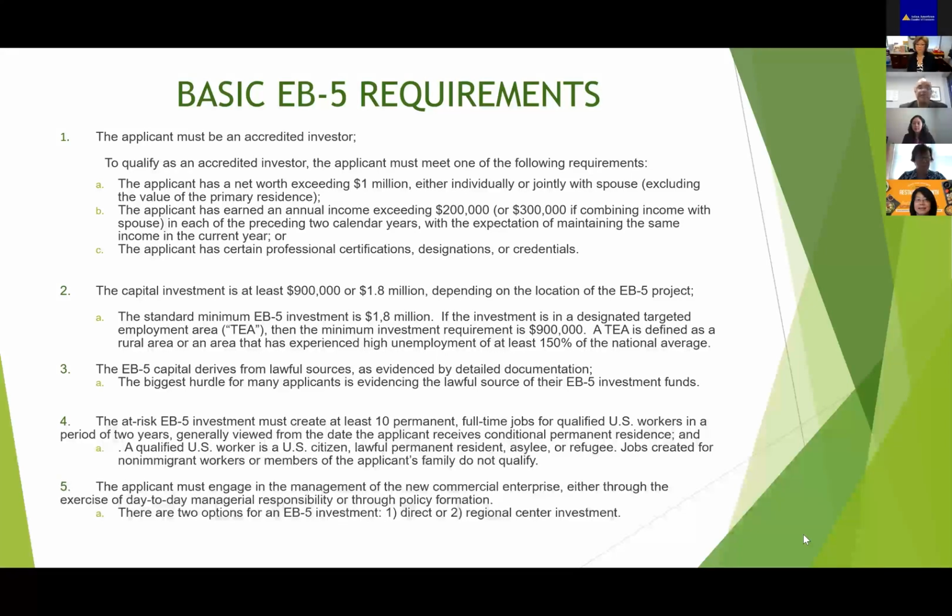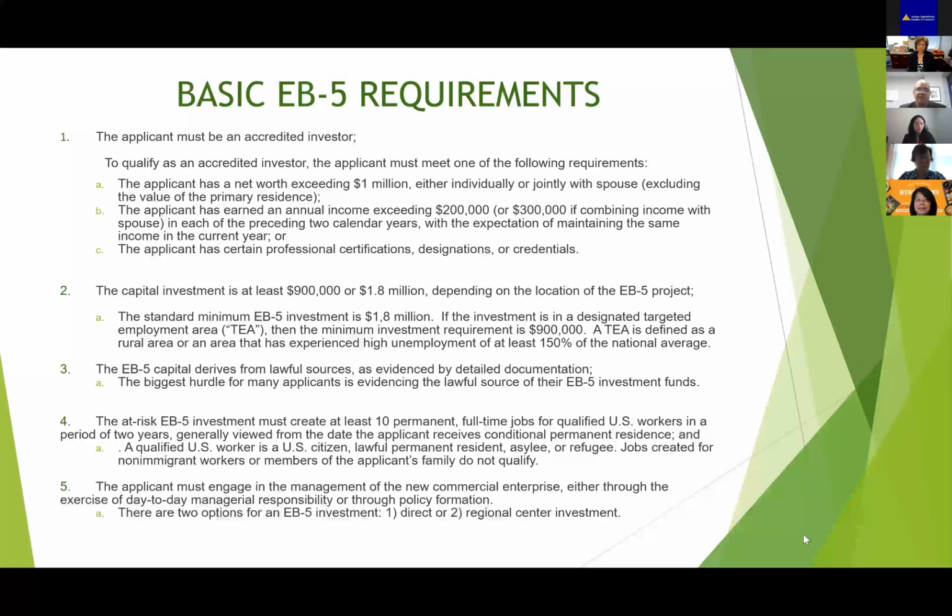And parenthetically, a qualified U.S. worker is a U.S. citizen, a lawful permanent resident, an asylee, or a refugee. So if you hire non-immigrant workers or members of the family, that does not count towards the 10 permanent full-time jobs. So it's important to keep in mind that generally, you're going to be hiring people that you didn't know before. You have to come in and create new jobs.